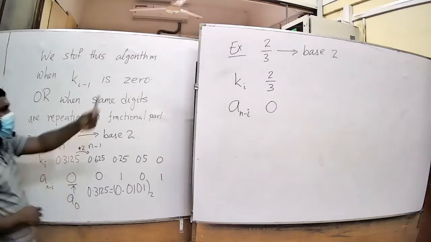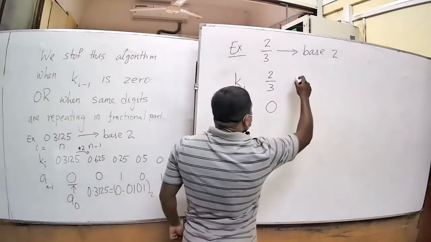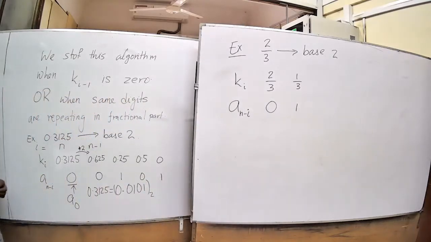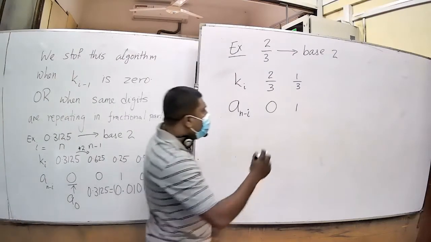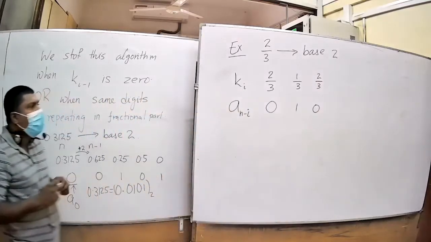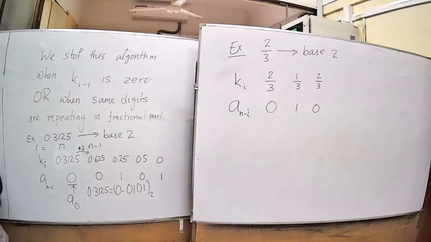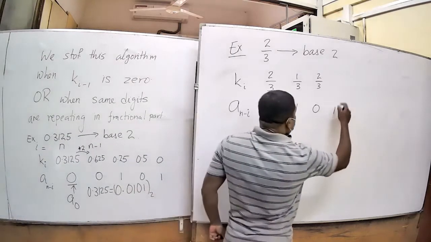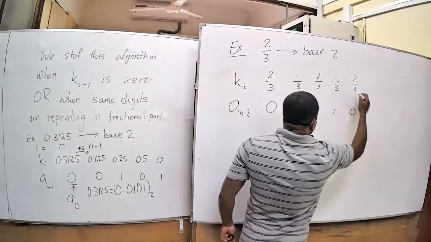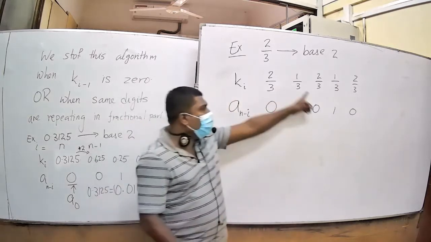Then you multiply by 2. So that is 4/3, which is 1 plus 1 upon 3. When you multiply 2/3 by 2, you get 4/3. That is 1 as the integer part and 1 upon 3 as the fractional part. So you multiply by 2 again and you get 2/3, so the integer part is 0. You multiply that by 2 again, so the integer part is 1 and the fractional part is 1/3. And again 0, 2/3. So you can see that this pattern is repeating.